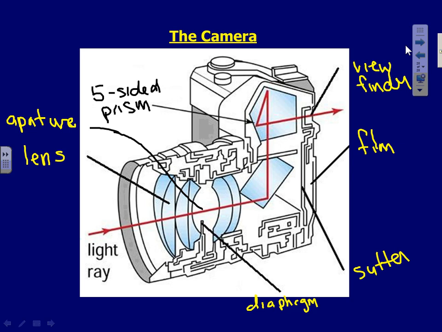What's next? What does the film do? Records the image, captures the image. The film records the image. And I should update mine. Well, some people still use film. Some old school type, they want it to be old school. And what do we have next? The viewfinder. The viewfinder lets you see the image. It's good enough. And anything else?